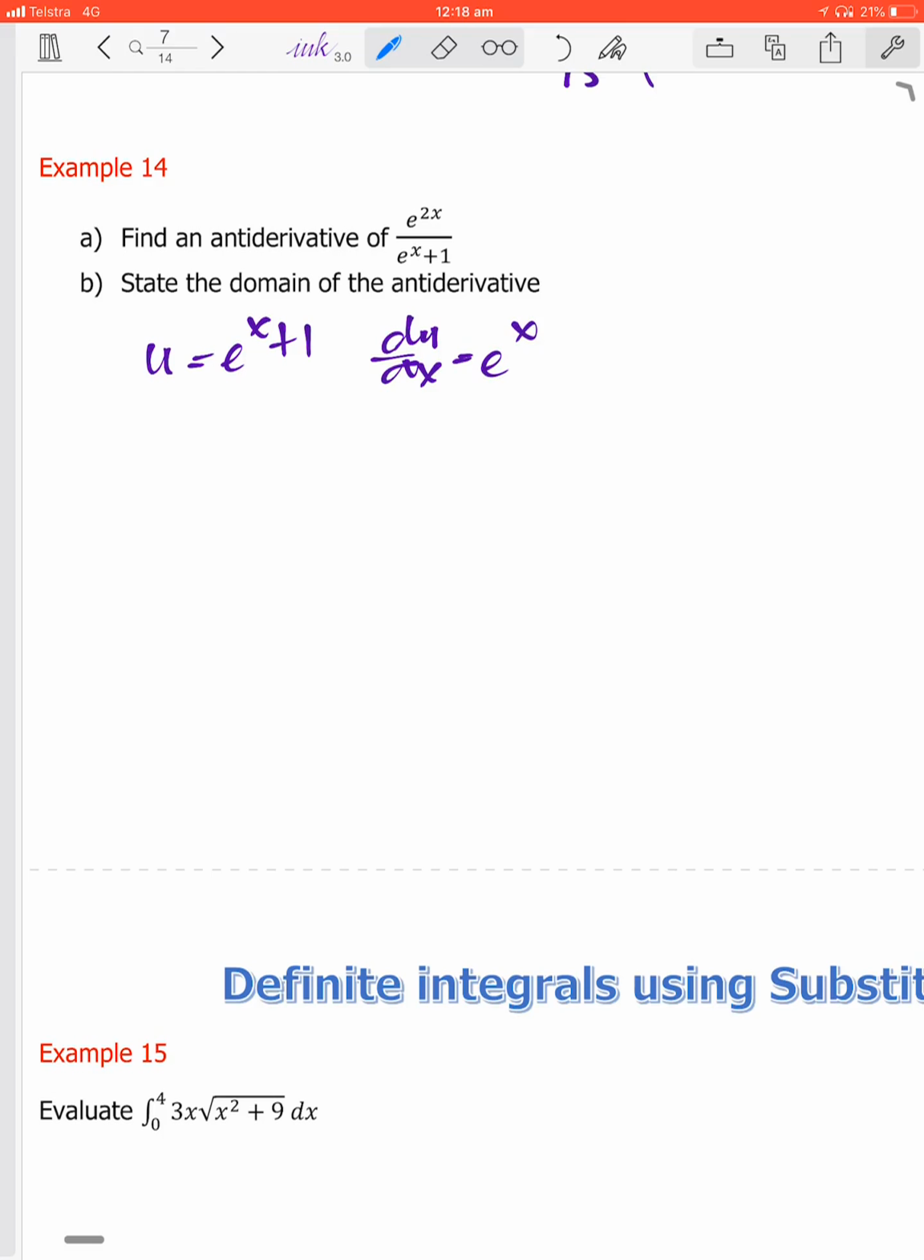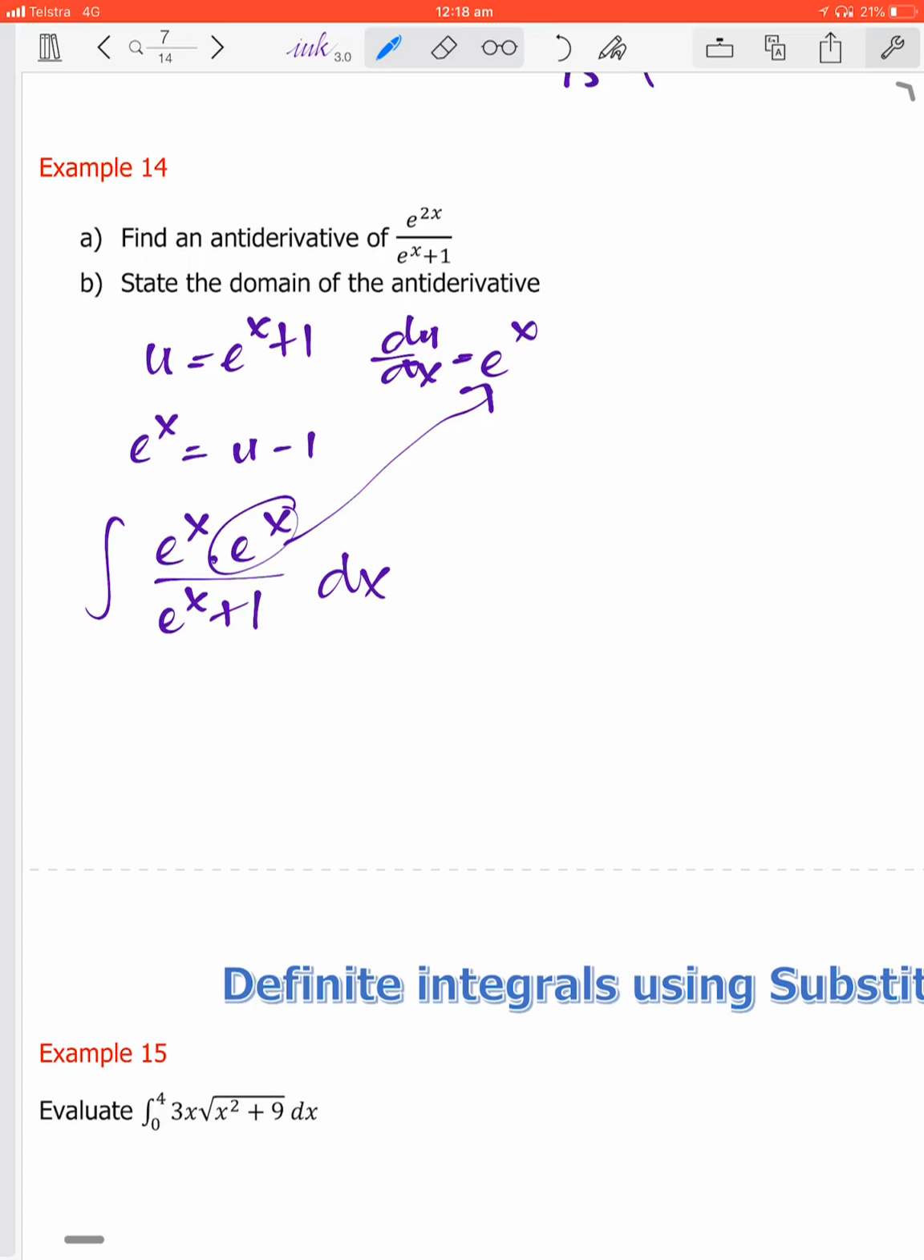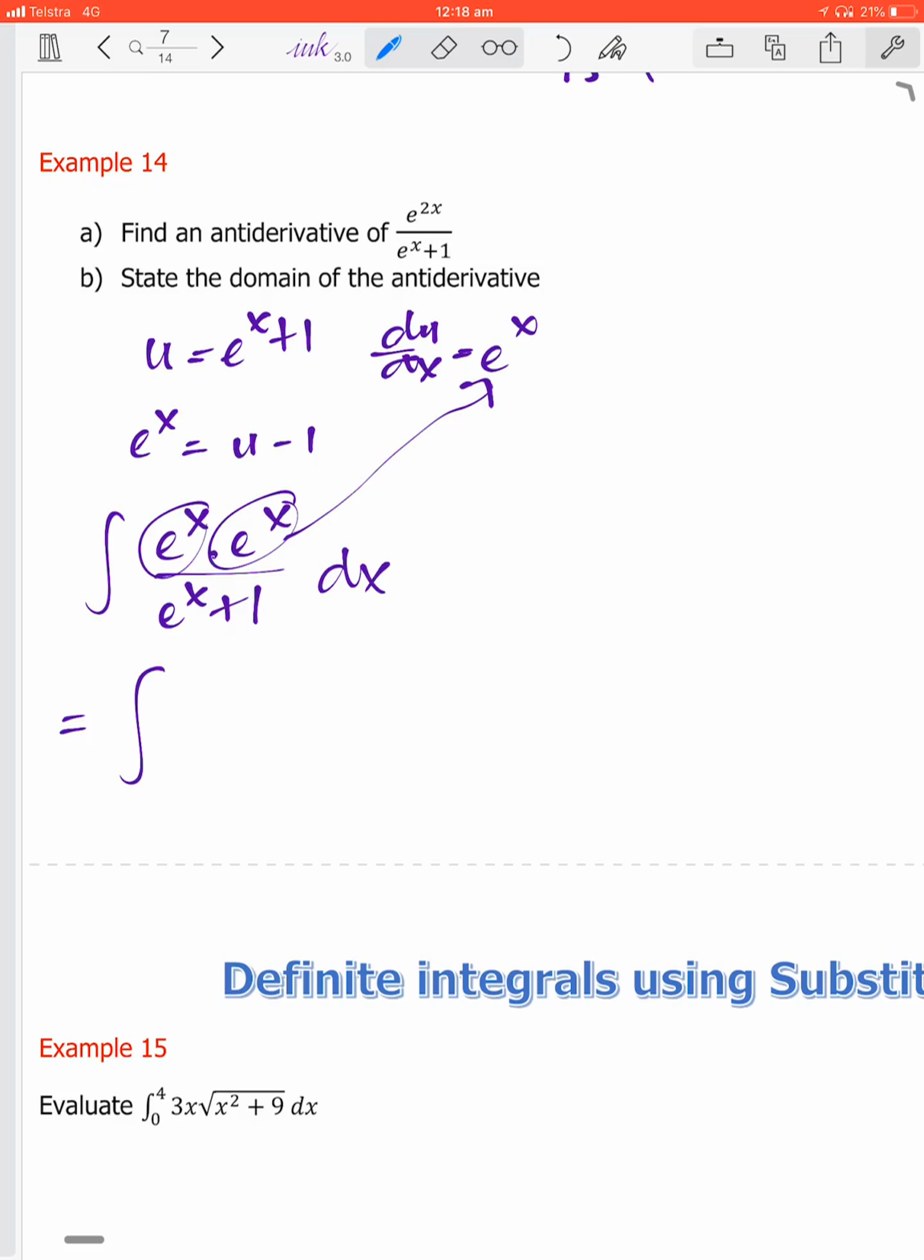But if we have a look here, we can get e to the x equals u minus 1. So let's try that substitution. We have the integral. Instead of having e to the 2x, I'm going to say e to the x times e to the x on e to the x plus 1 dx. Now I'm going to replace one of these with du/dx. I'm going to replace the other one with u minus 1. So I'm going to say u minus 1 on, we know that that is u, on u. This e to the x, I'm going to replace it with du/dx. So du/dx, and then I still have my dx.